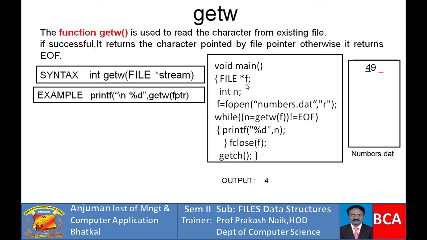So let us explain in detail. FILE star f, where f is a file pointer. int n is a normal variable. f is equal to fopen numbers.dat comma r. So the file is opened and initially it is positioned at 4. Now here in the while loop, the content of f, that is 4, will be retrieved by getw and stored to n. Now this content of n is compared to the end of file. Is it equal to end of file? No. Comes to the body of the loop. Prints the value of n. What is the value of n? 4.